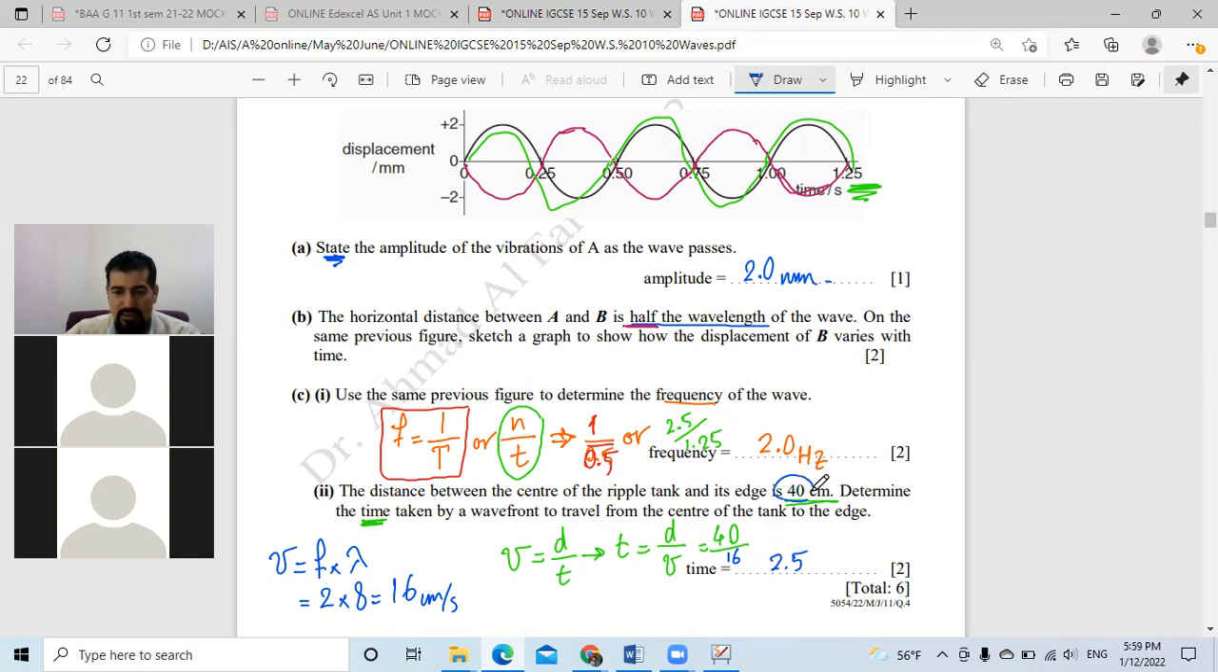Why 42? Why is it 40? It's not 41 or 42. The distance is 40. Check, please. Okay, so the distance is 40 centimeters, and the speed is 16 centimeters per second. So 40 divided by 16 will be 2.5 seconds. Okay, no problem.